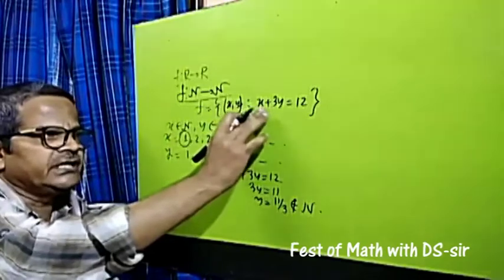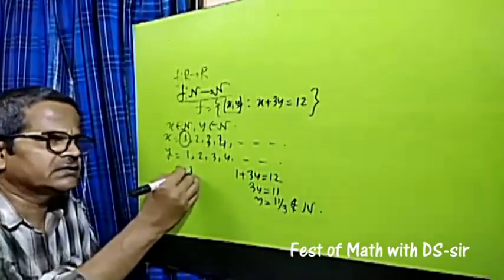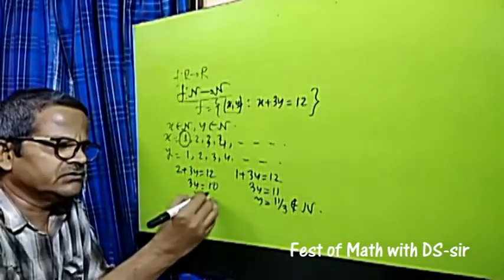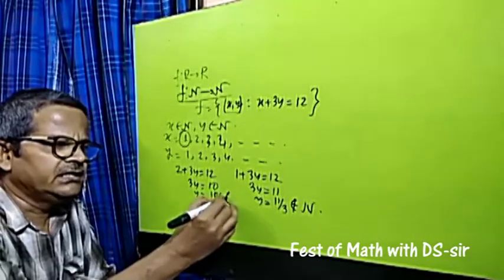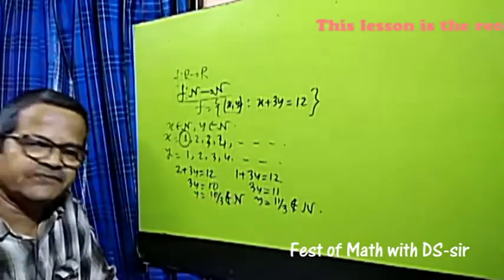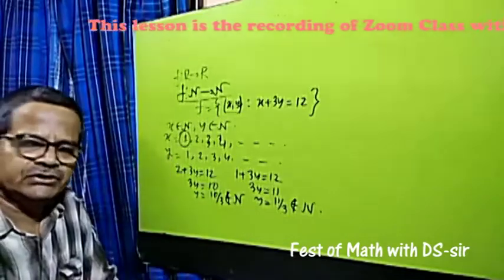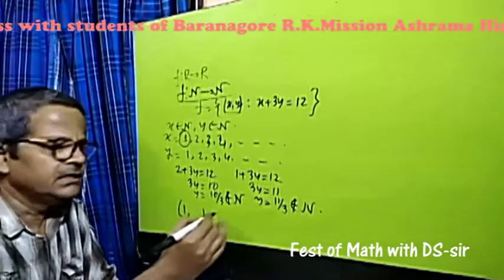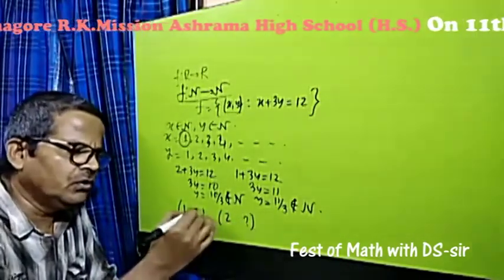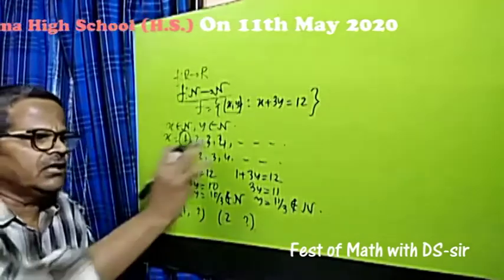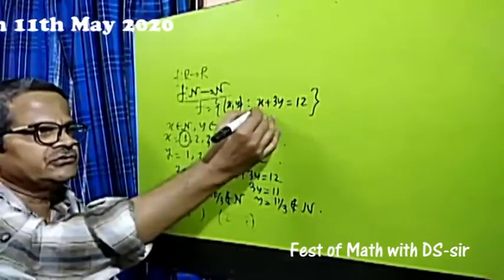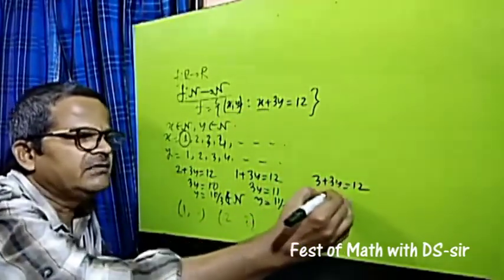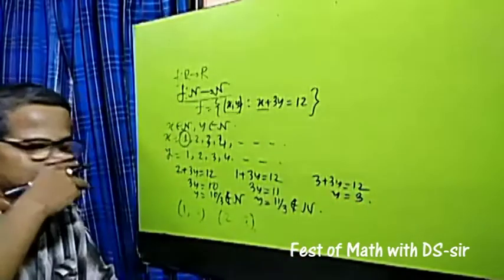Again you substitute x equal to 2 here. So it is 2 plus 3y is equal to 12. So 3y is equal to 10. So y is equal to 10 by 3, which does not belong to N because it is a fraction. So x cannot be 2. So there cannot be any ordered pair starting with 1 or starting with 2. Now come to 3. If we substitute 3 here, you will have 3 plus 3y is equal to 12, or y is equal to 3.